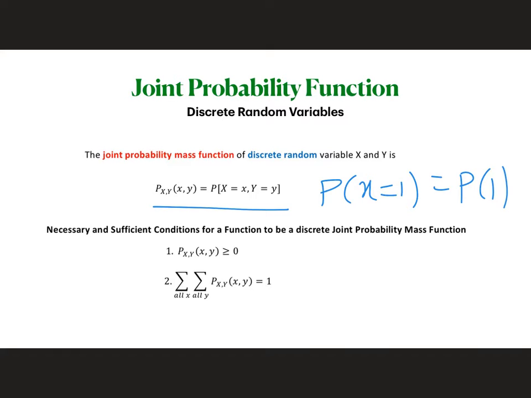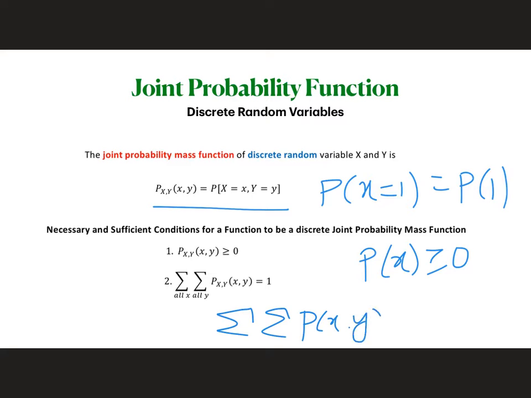The conditions for a discrete probability function, here the joint probability mass function, are as follows. Same as earlier, every probability function value should be greater than or equal to 0. So the first condition is that the probability function for two random variables should be greater than or equal to 0. The second condition is that the double summation over x and over y of P of x comma y is equal to 1. Simply, you can write the sum of P of x comma y is equal to 1.